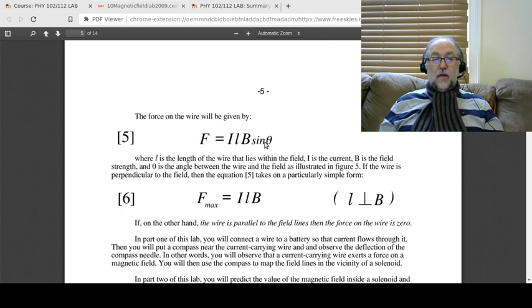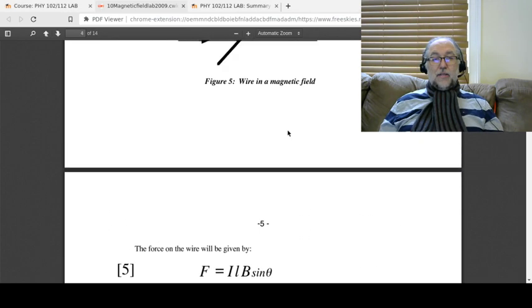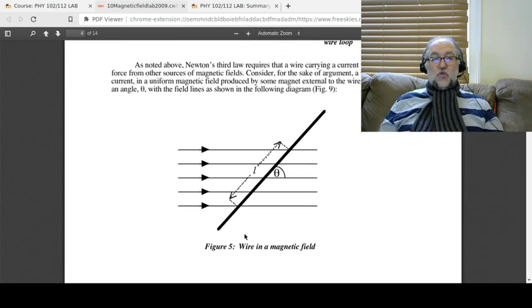This is interesting because if theta is 90 degrees, that's when you get your maximum, and that happens when the length of the wire is perpendicular to the magnetic field. So if we go back to this diagram, if the wire were vertical and the magnetic field is horizontal like that, theta would be 90 degrees, and that's when you get your maximum force. Conversely, if the wire is directly along the magnetic field lines, theta would be zero, and you would get no force at all.